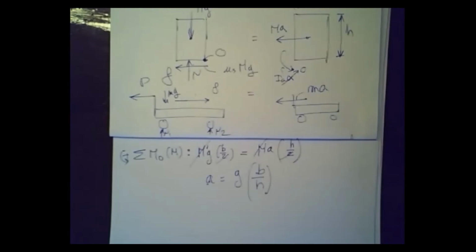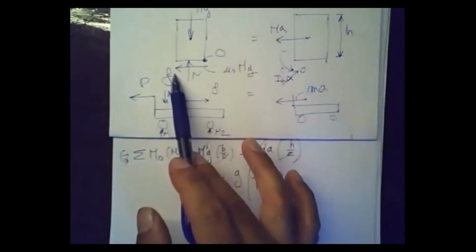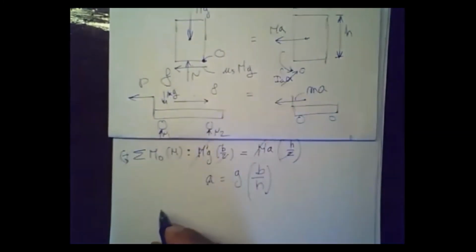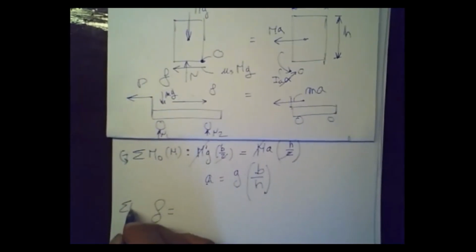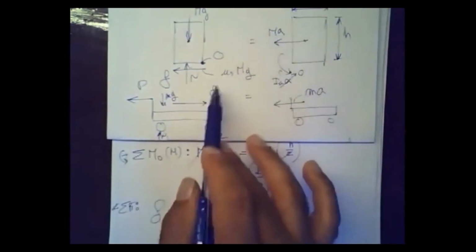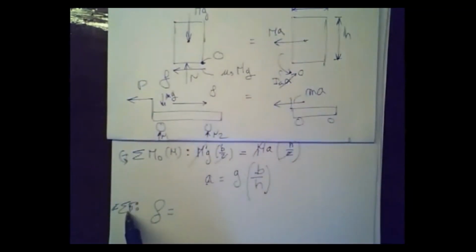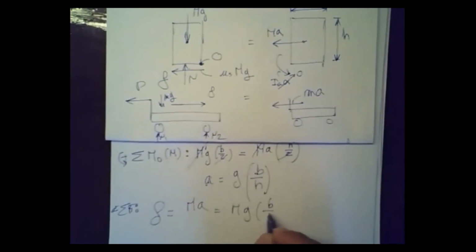P equals MA. First of all, you know the acceleration. You can find the friction, okay? So what is the friction in this case? You can sum the forces. If you sum the forces in the left direction, what do you end up with? These forces are always equal to these forces in that direction, whether horizontal or vertical. So if I sum the forces in the x direction, F is going to be equal to what? M times A, okay? And I already solved for A, so it's M g b over h.